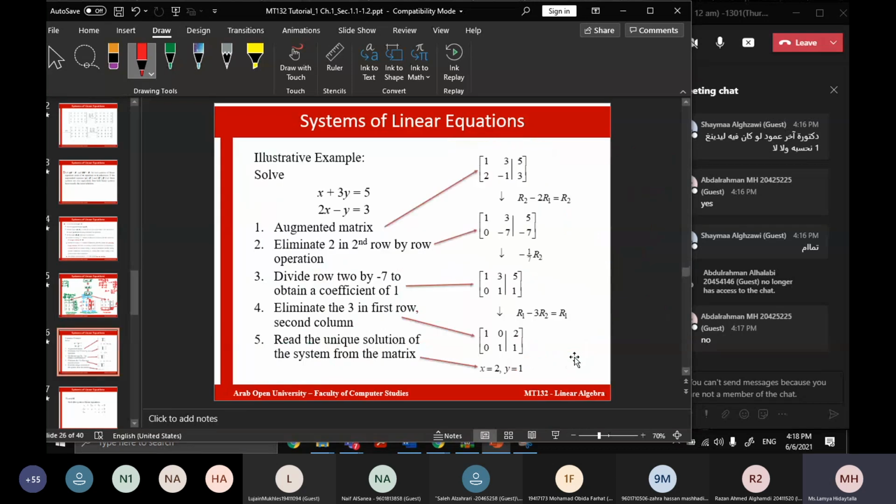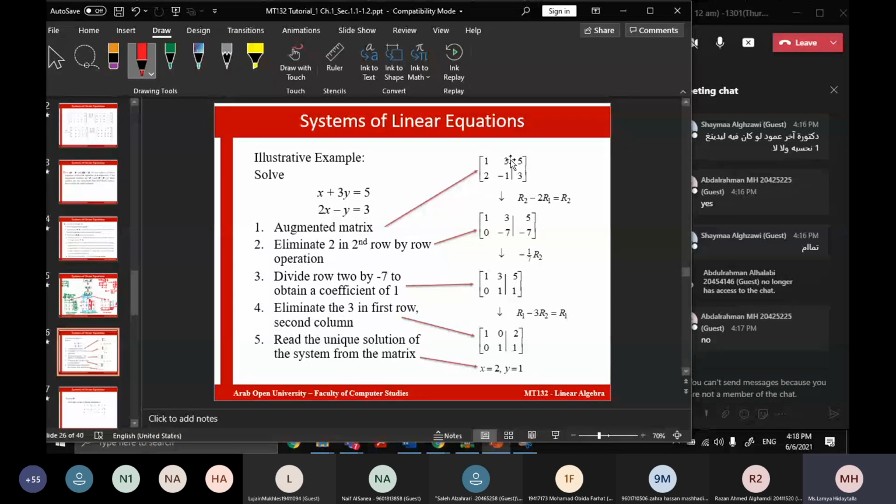Okay, let's take some examples and start solving our system. First, here, this is our system of linear equations, and it's very simple and easy. We want to solve it. First, what we do, we put it in the augmented form. So 1, 3, 5, then 2, minus 1, 3. So this is the augmented matrix for that system.